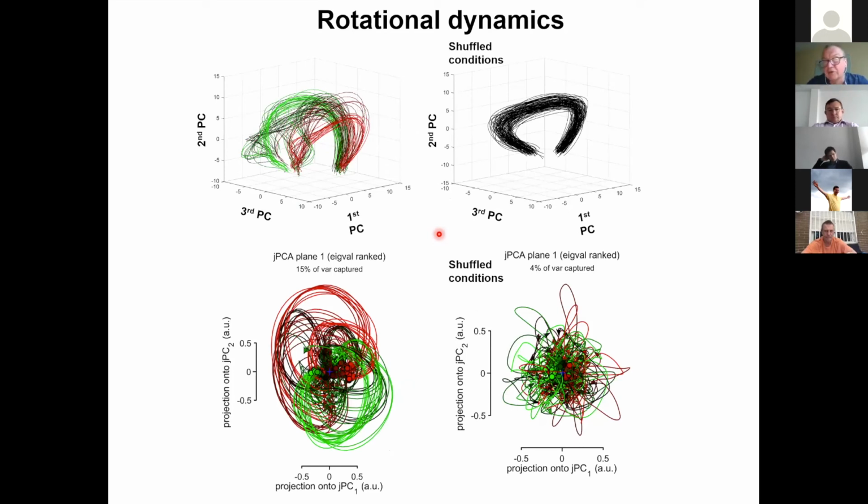Then I actually did PCA, and if you plot the first principal component, second, third, then you observe rotations. And if you shuffle conditions, then peculiar features of different conditions disappear, but still there is a sort of rotation.